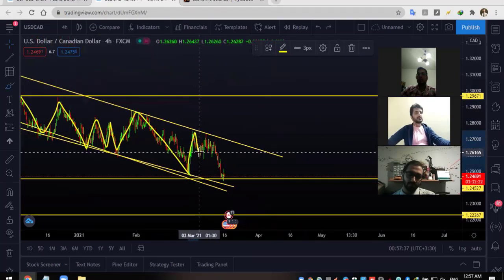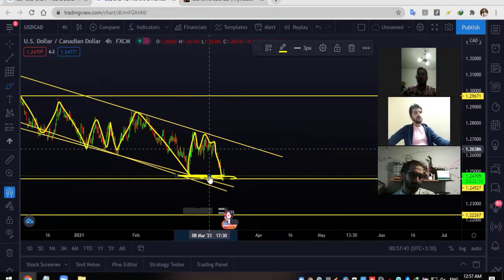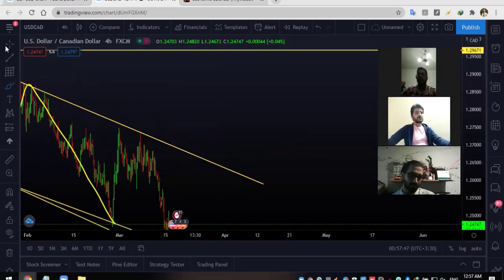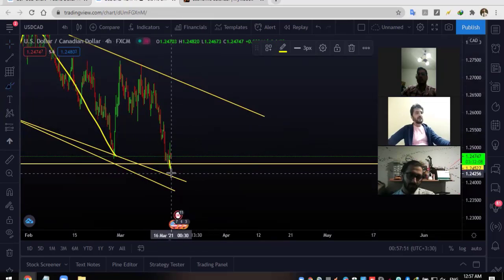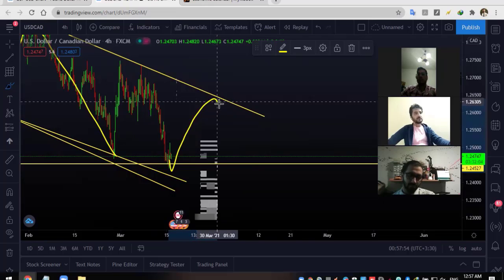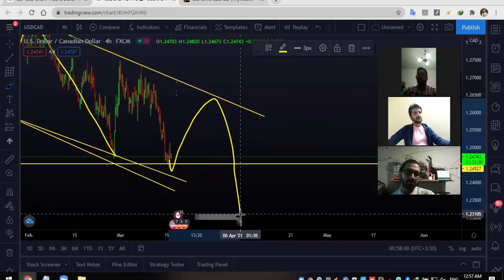After that it retouched several times and couldn't start a new bearish move, and I think it is going to touch this support area here, and I think it is going to go up for a nice retracement, and after that continue its bearish movement up to here.